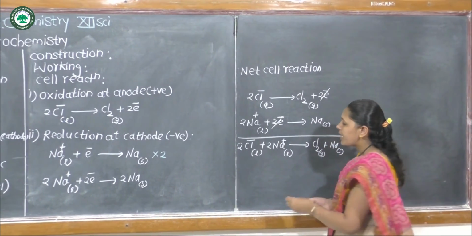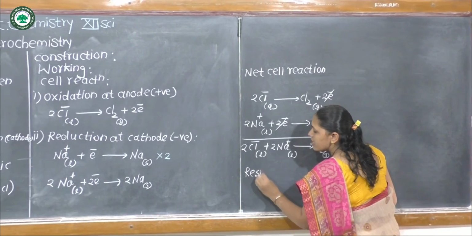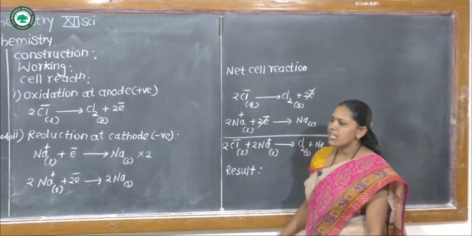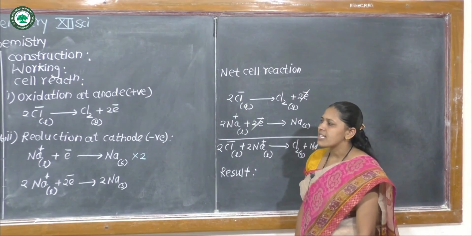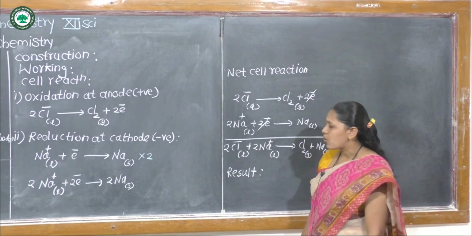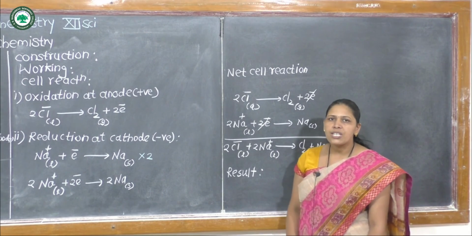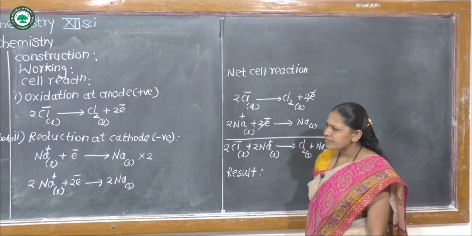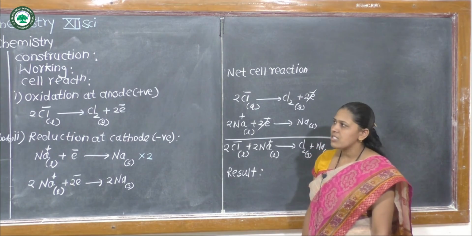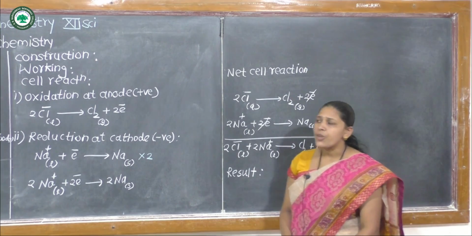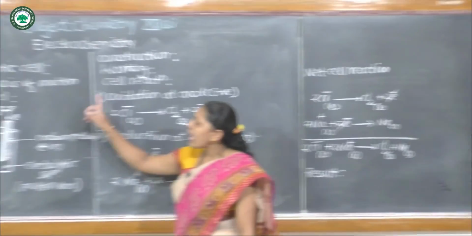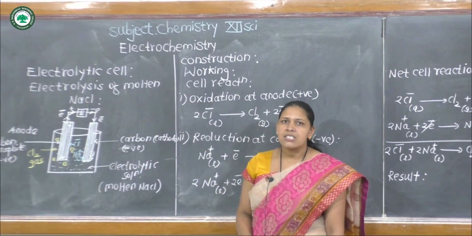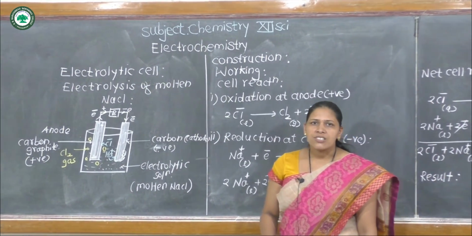Then the result of electrolysis. What is the result? We know that pale yellow chlorine gas is liberated at the anode and silvery white sodium metal is deposited on the cathode. This is the result of electrolysis, and in the next lecture we are going to study electrolysis of aqueous NaCl. Only molten NaCl is replaced by aqueous NaCl. Then what are the reactions involved in that?